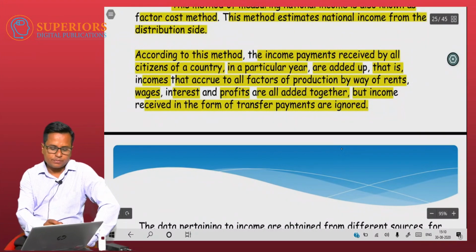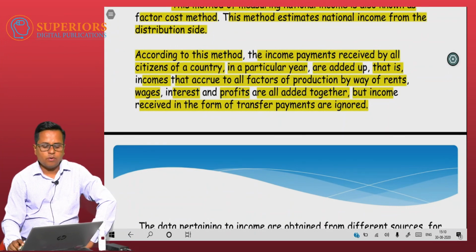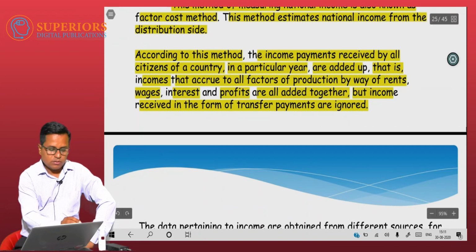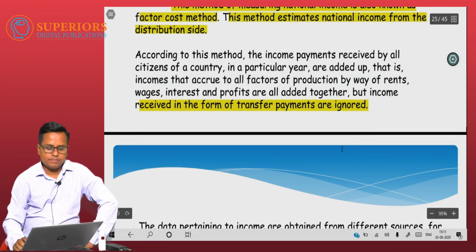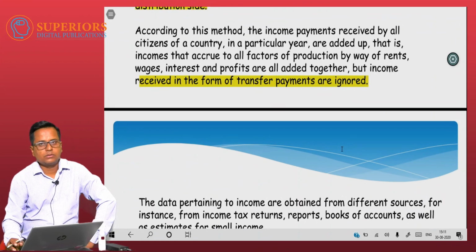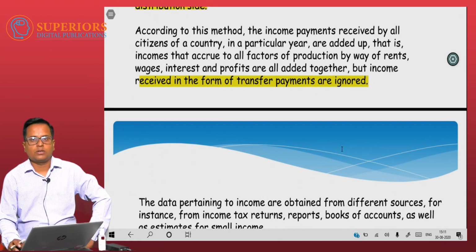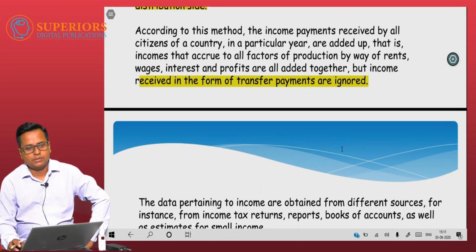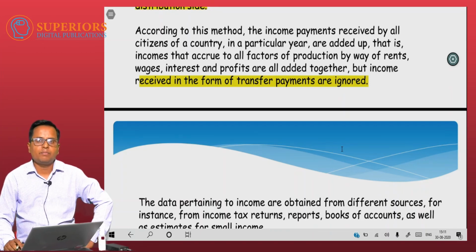One more point that must be discussed here: income received in the form of transfer payments. Income received in the form of transfer payments should be ignored. What is meant by transfer payment? The transfer payment or transfer income is that which is earned without participating in productive activity. For example, scholarship. Students get scholarship, but they are not participating in productive activity.